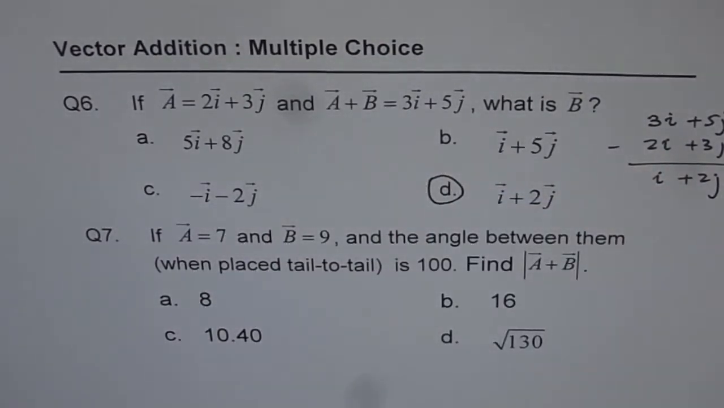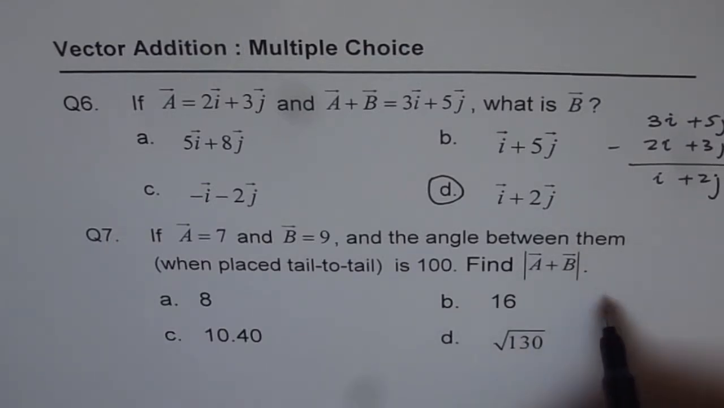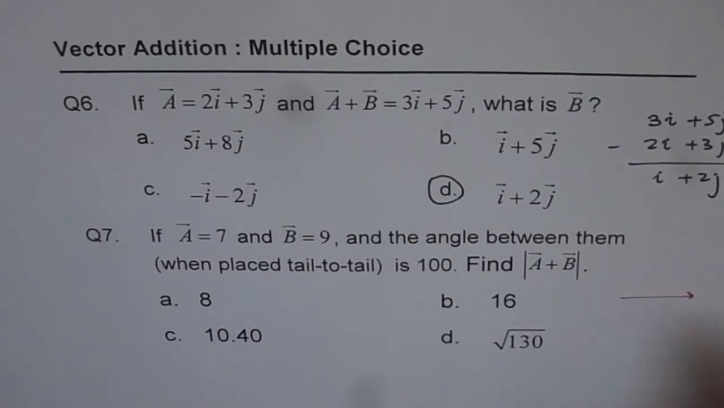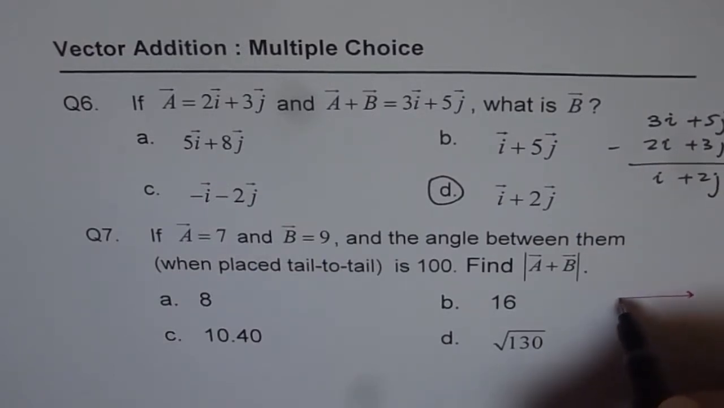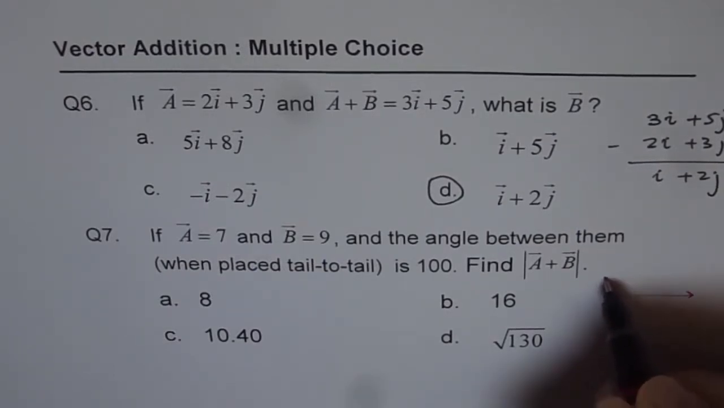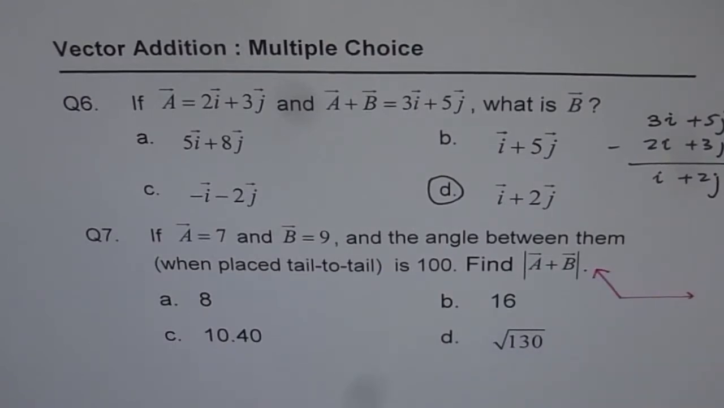Question number 7 is, if A equals 7, B equals 9, and the angle between them when placed tail to tail is 100, find the magnitude of A plus B. Now what is given to us is basically the two vectors, which are kind of like this. This is, let us say, A, and then we have B, and the angle when placed tail to tail is 100. So let's say this is B, right? So that is what is given to us.